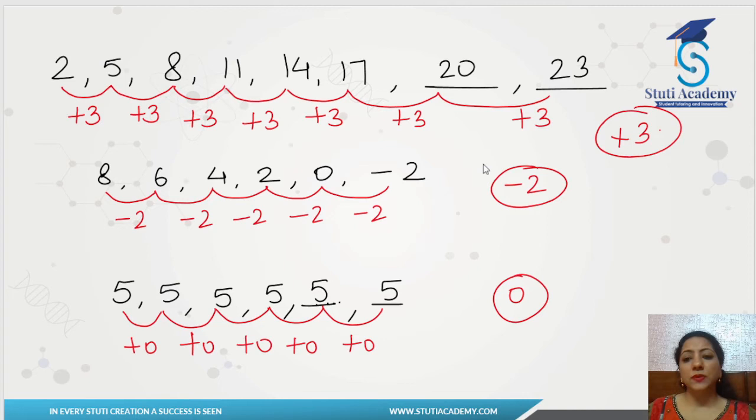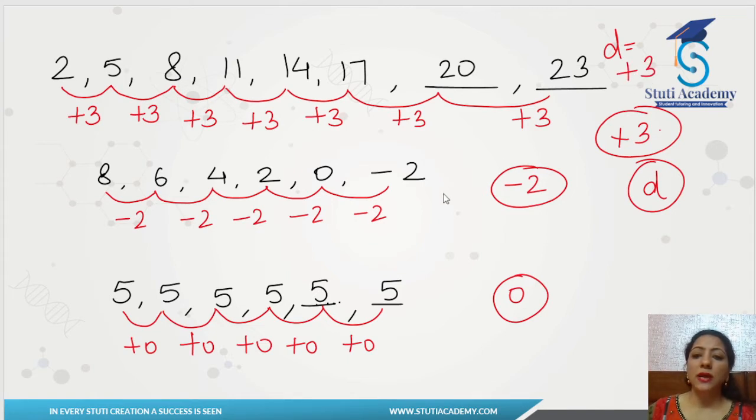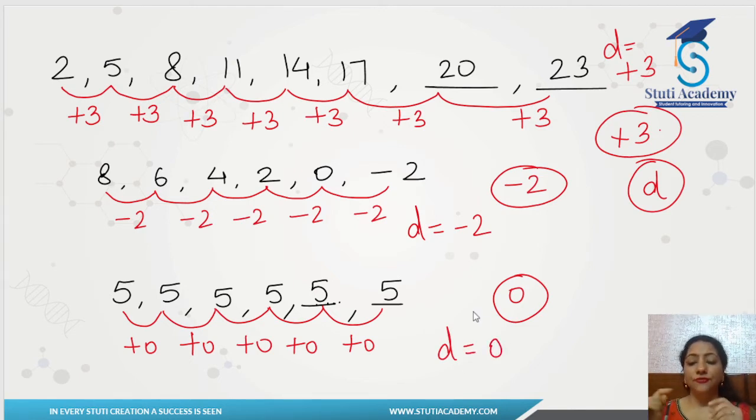Now this fixed number, like in the first case, the fixed number which we were adding was positive 3. And in this case, we have negative 2, then we have 0. So the fixed number is called the common difference of the arithmetic progression, and it is usually denoted by small d. So in the first case, the common difference is positive 3, in this one the common difference is minus 2, and in the last one the common difference is 0. So the fixed number which we are adding to get the next term is called the common difference and is usually denoted by small d.